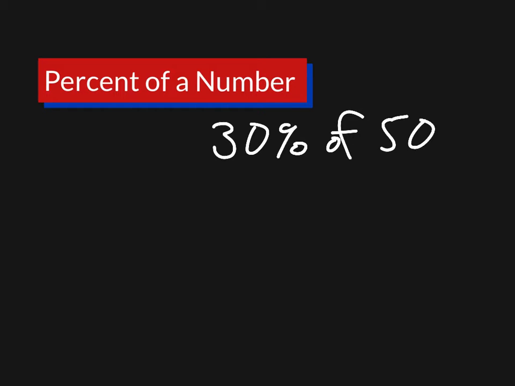How do you find a percent of a number? For example, what is 30% of 50? There are several different methods for solving percent, and mathematically they mean the same thing, but they're often explained differently.